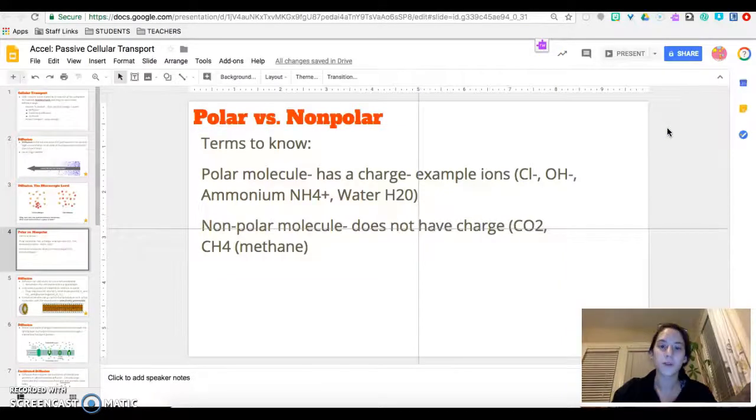Non-polar molecules, like CO2, carbon dioxide, don't have any charge to them whatsoever. CH4, which is methane, we talked about that with the archaeobacteria, that methane gas that they release. That doesn't have a charge to it either, so that's considered nonpolar.